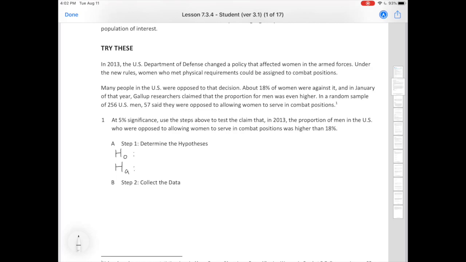So the claim here is that the proportion of men in the U.S. who were opposed to allowing women to serve was higher than 18%. Higher means more, so that would be our alternative. p is bigger than 0.18. Okay, that is the alternative hypothesis. So the null hypothesis, remember, it's always an equal sign. Okay? So that's the null hypothesis.